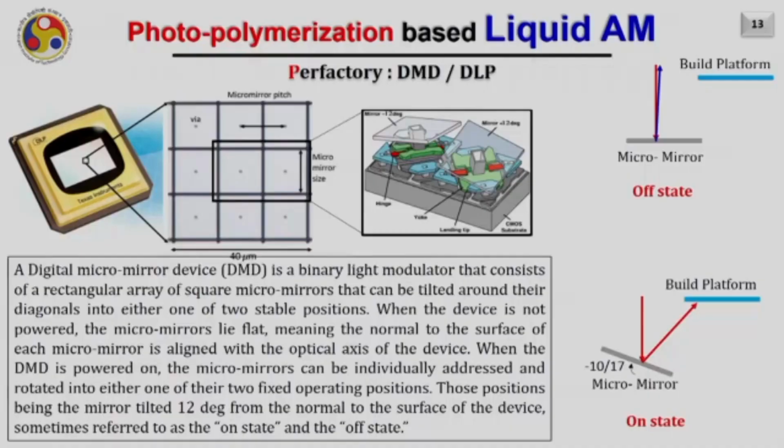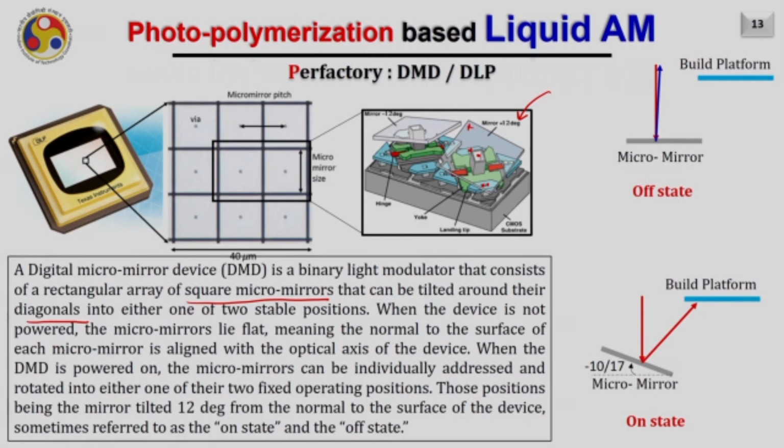So basically a digital micromirror device, DMD, is a binary light modulator that consists of a rectangular array of square mirrors that can be tilted around their diagonals into one of two stable positions. Like you are seeing here, this is a tiny mirror which is mounted at the center, and it can be at two stable positions. For example, this is the landing tip, and one corner of the mirror sticks to this. This is one position, and if that side is activated, this particular edge will stick to this.